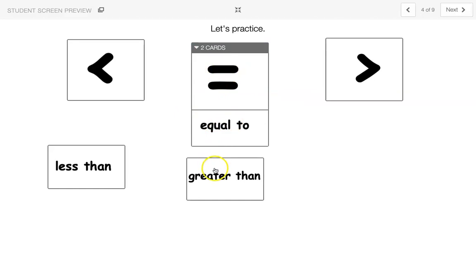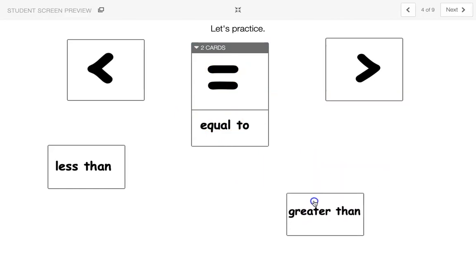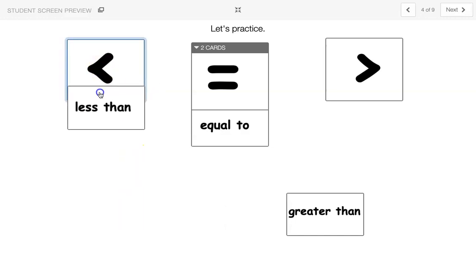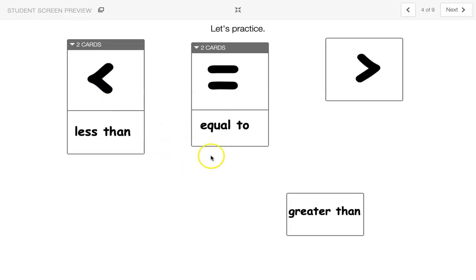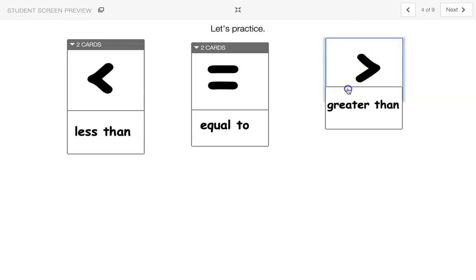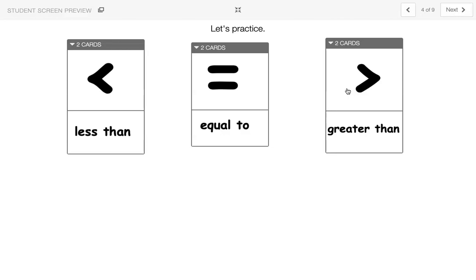This is equal to. Now, how do we figure out which one is less than and which one is greater than? I told you the little trick that even I use. This is kind of like an L that's tipped over, so I know the L goes with the L. I'll never forget that, okay? And greater than has the wider part facing out. There we go, match them up.